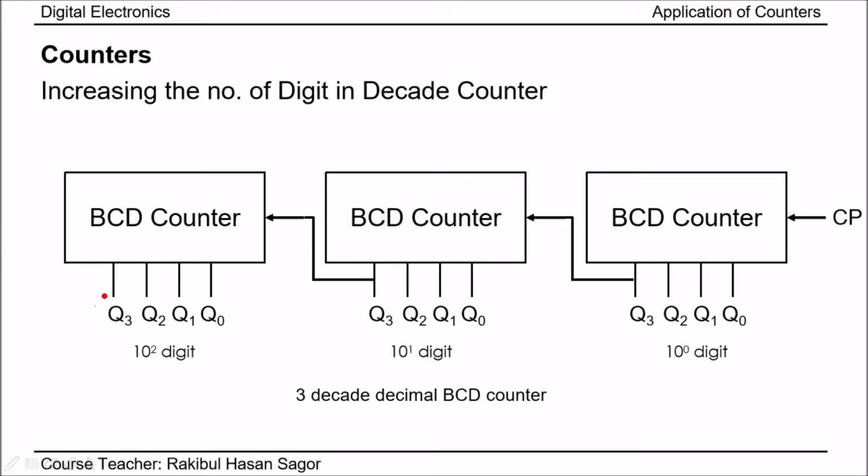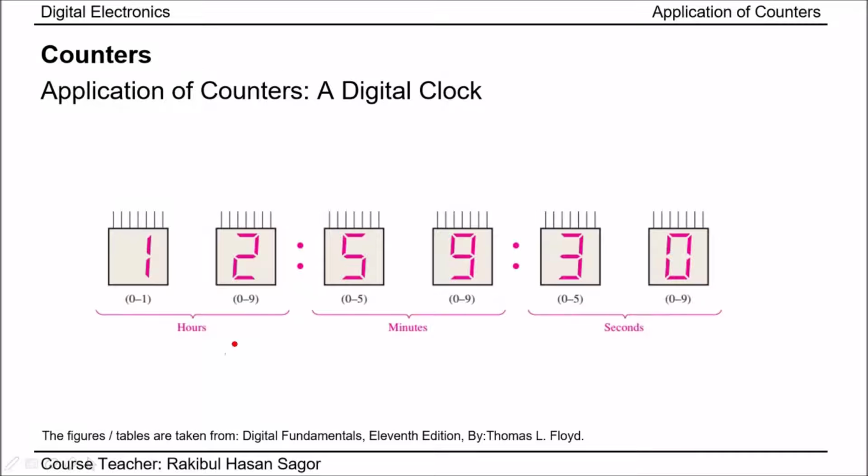Now let us see one of the applications of counters. We'll see how we can design a digital clock using counters. This is one of the applications of counters. In a digital clock, there are hour digits, then minute digits, then second digits. Now if we analyze each of the blocks for seconds, minutes and hours, we'll be able to get the idea how we should proceed for the designing.